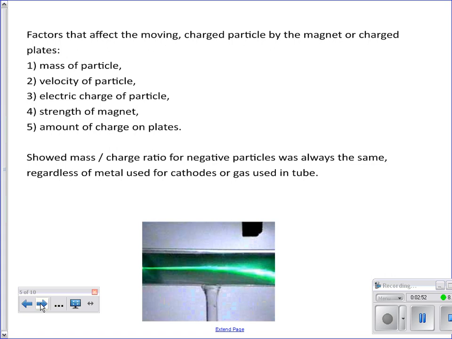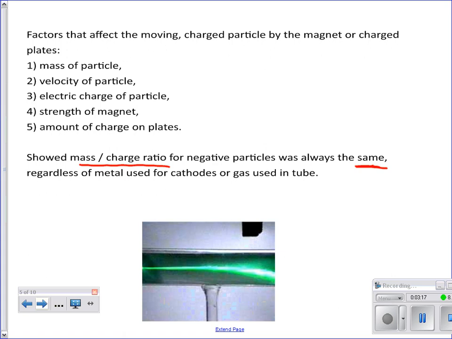So if it was a different gas, yeah, it might deflect a different amount because the mass of that gas would be different. But there were some things that changed how much it was deflected. But regardless, it always deflected. And he was able to use those differences and come up with some calculations to determine the mass to charge ratio for these particles, which he knew were negative. And what he saw was that they were always the same.